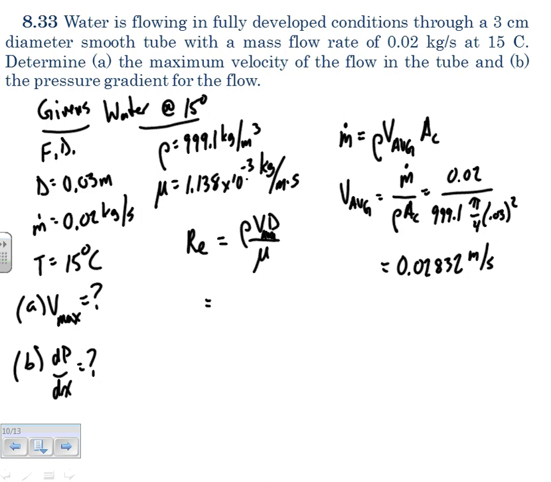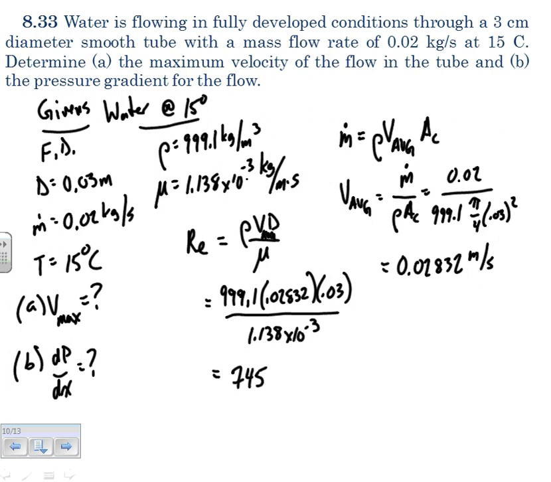So now I know my velocity. I can calculate my Reynolds number, 999.1 times 0.02832 times the diameter, 0.03, all divided by 1.138 times 10 to the minus third. Gives me a Reynolds number of 745.9. Okay, this is less than 2100, which is the critical value for flow in a tube. Therefore, we have laminar flow.